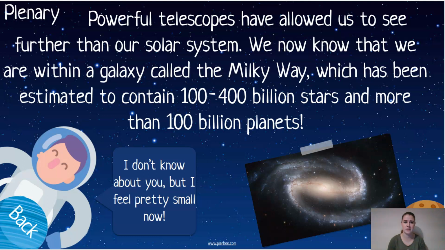So we have very powerful telescopes that can actually allow us to see beyond our own solar system. And we know that we are within a galaxy called the Milky Way. Now, I don't mean galaxy Milky Way, the chocolate bar, okay? I mean that we're in a galaxy with a huge collection of solar systems, and it's called the Milky Way. And it is believed to contain 100 to 400 billion stars and more than 100 billion planets.